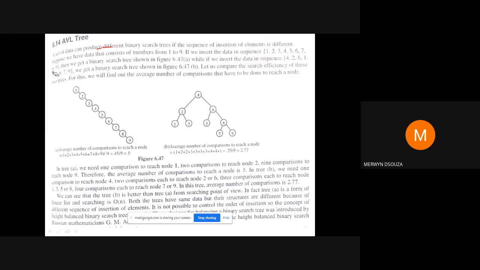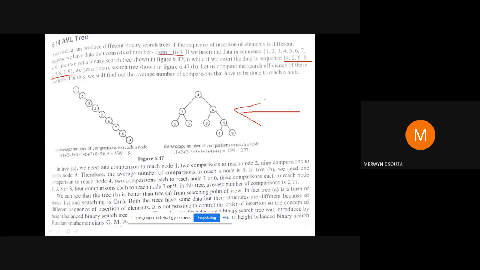Say again, I tell you to insert the numbers 1 to 9. Again we are inserting the numbers from 1 to 9, but I change the sequence to something like this: 4, 2, 6, 1, 3, 5, 8, 7, 9. When I change the sequence and insert the data, I will get a tree like this.